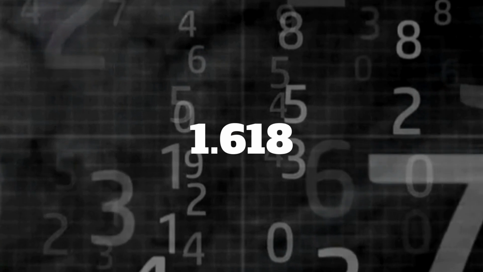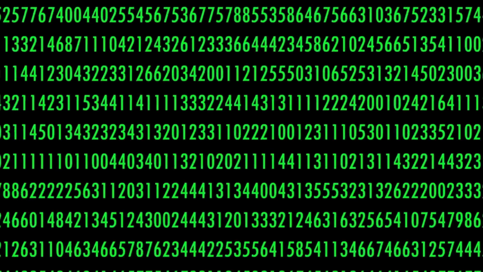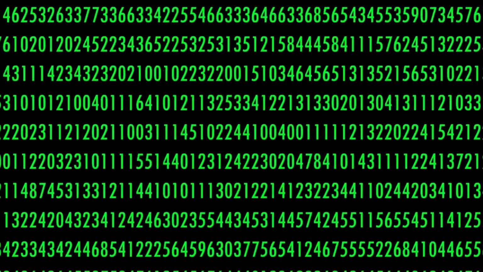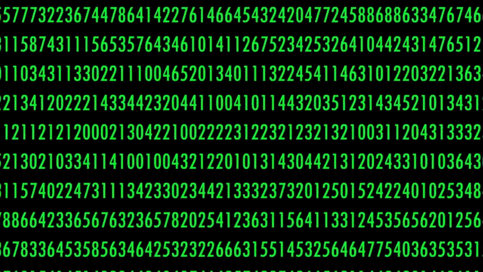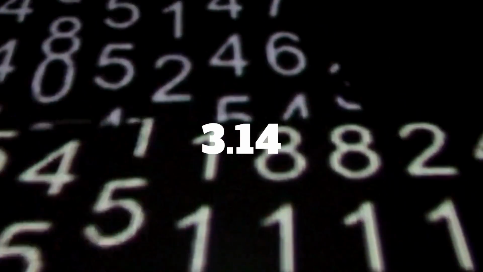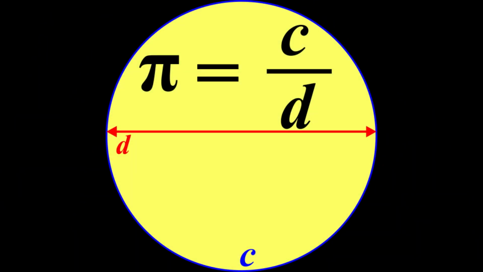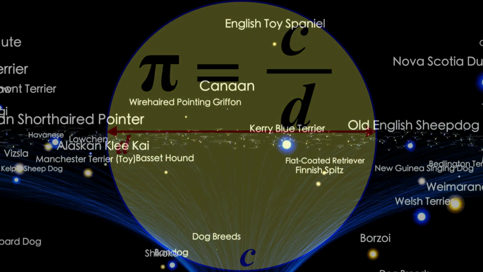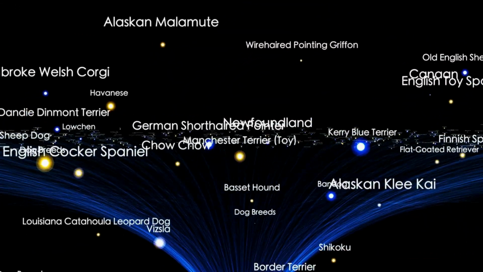The golden ratio is an irrational number with an approximate value of 1.618. This number, represented by the Greek letter phi, extends infinitely without repeating. Similarly, pi is another irrational number, approximately equal to 3.14, which represents the ratio of a circle's circumference to its diameter.